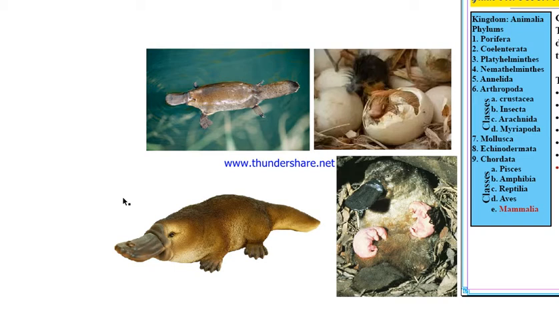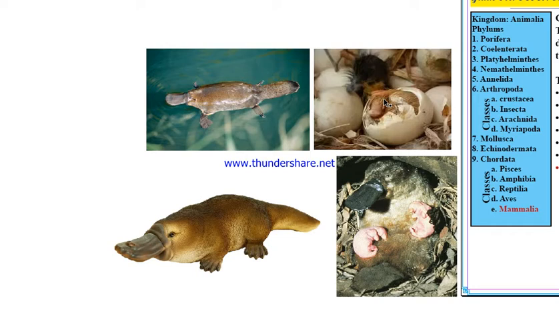Okay, so they are adapted to swimming, they live in water, and they lay eggs. All mammals give birth to live babies, but they lay eggs, just like reptiles. And just like birds, they have a beak. Okay, but if they lay eggs, why are they not kept in class Reptilia? Why are they kept in class Mammalia?